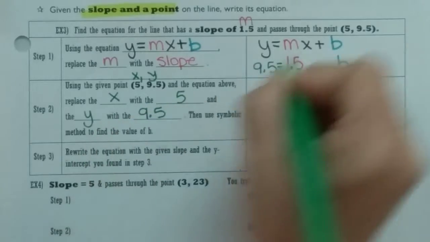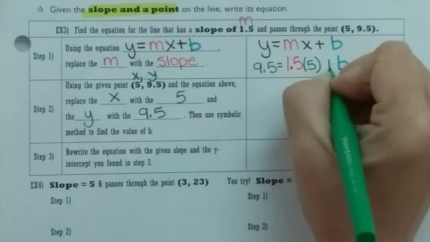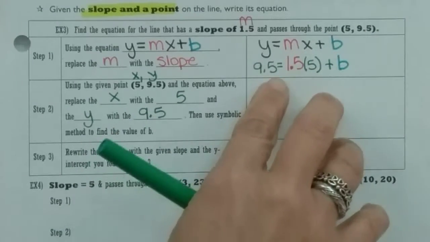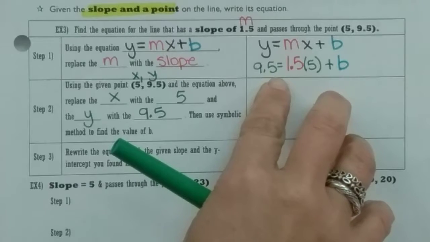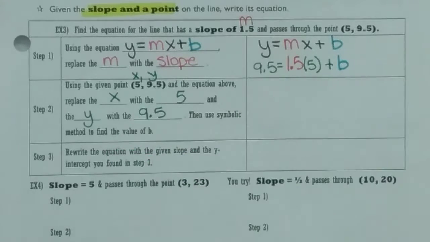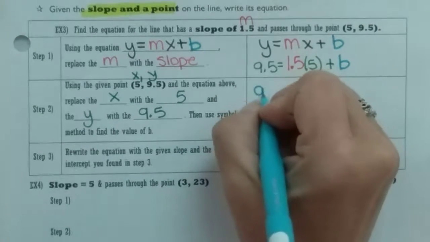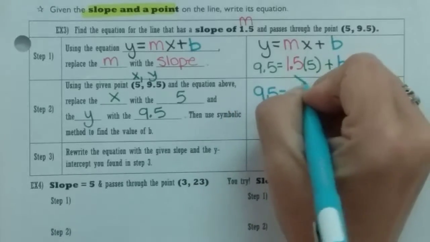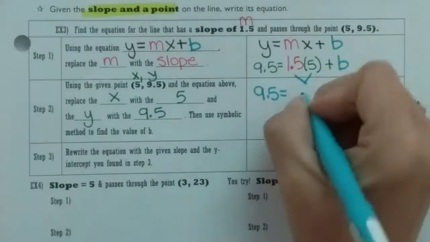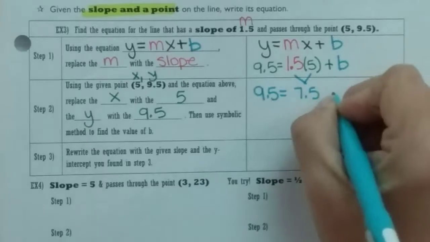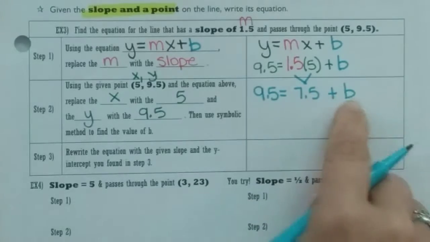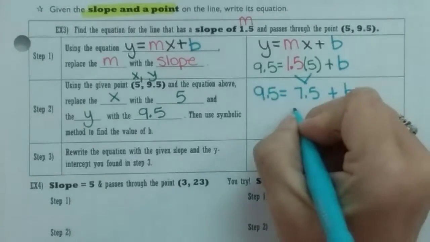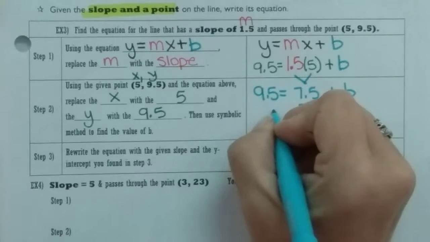And in place of x, we're going to put a 5. And so now we have the equation 9.5 equals 1.5 times 5 plus b. So let's go ahead and simplify our 1.5 times 5. So bring down your 9.5 equals, and 1.5 times 5 is going to give us 7.5 plus b. To get b all alone, we need to subtract 7.5 from both sides.